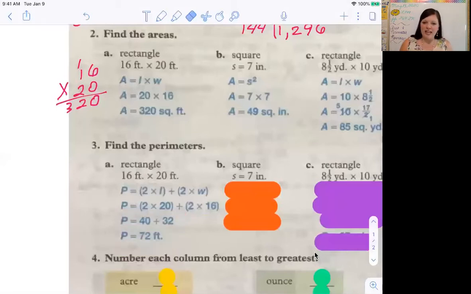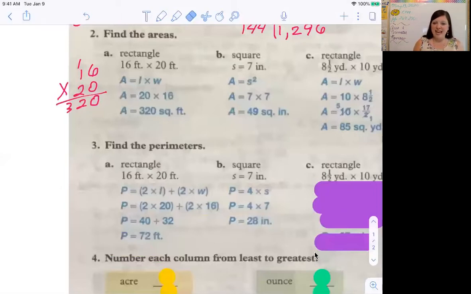Do we need to square that? No, because we're talking about perimeter. Perimeter is never squared. Speaking of square, let's move on to finding the perimeter of a square. What is our formula for finding the perimeter of a square? P equals 4 times S. Erase the S, replace the S with what the S stands for, 7. 4 times 7 equals 28. Don't forget to put your measurement, 28 inches.